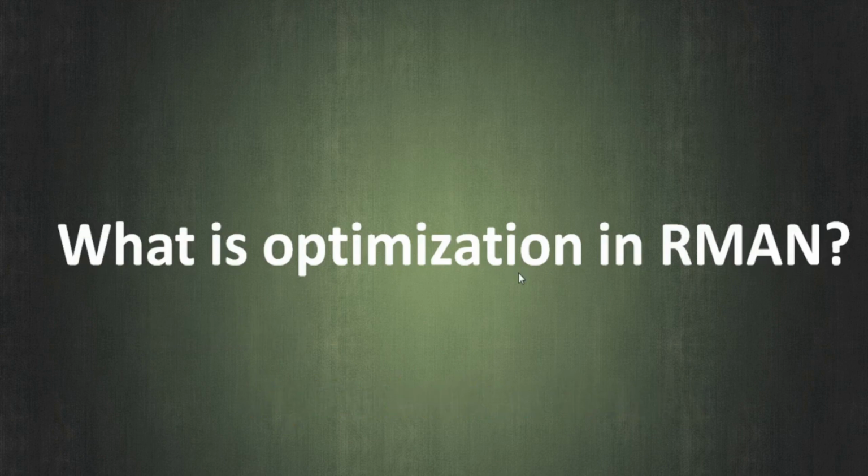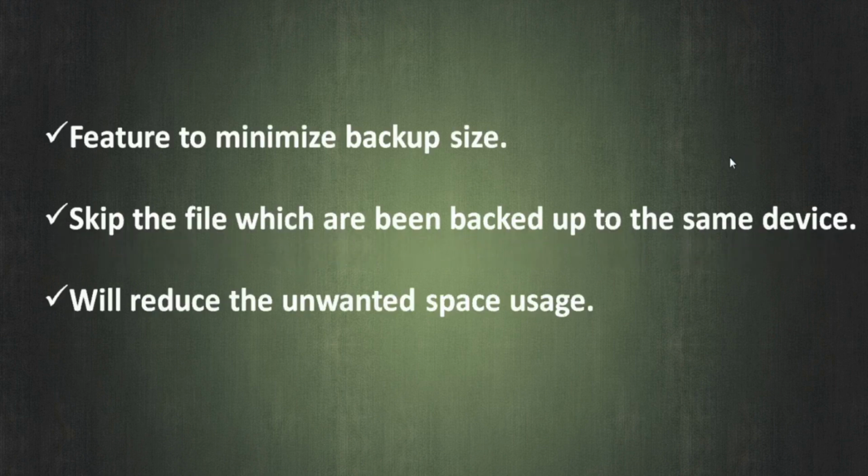What is optimization in RMAN? It's a feature to minimize your backup size. The backup space can be minimized. It skips the files which are being backed up to the same device. So the files which are already backed up can be skipped, either datafiles or archive log files. With that, it can reduce the unwanted space usage as well.